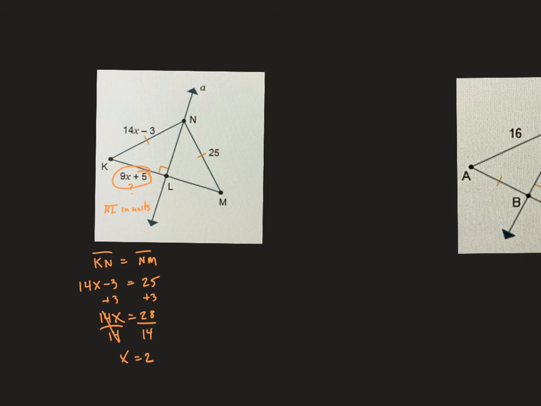Well, now I can go right back here and say that KL is equal to 9x plus 5, and I know that x is equal to 2, so I would have 9 times 2 plus 5. So KL is 23 units long, and that's what we're trying to calculate. Now, if it was a perpendicular bisector, I know that this length is equal to this length. So I know that KL is 23 units and LM is 23 units, and therefore I know that KM is going to be 46 units.